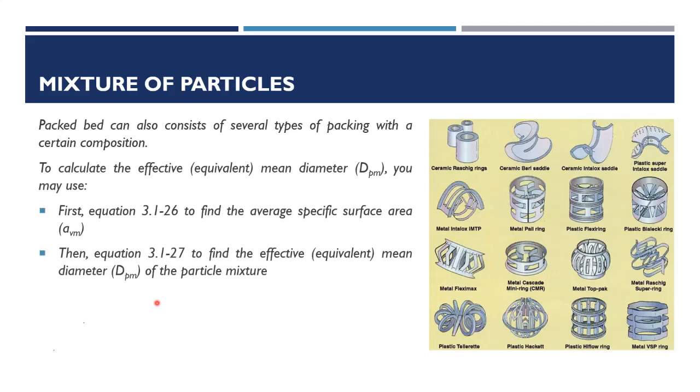To calculate the effective or equivalent mean diameter, you may first use equation 3.126 to find the average specific surface area, or AVM. And then you can use equation 3.127 to find the effective or equivalent mean diameter dpm.